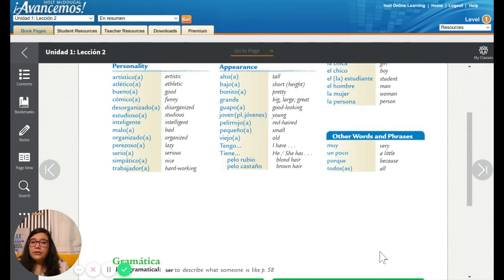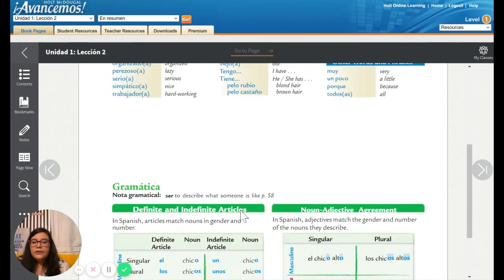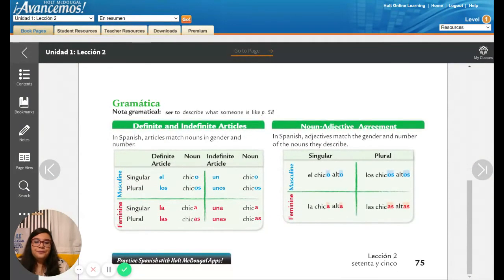We also had a few miscellaneous words and phrases for very, a little, because, and all. And again, depending on the things, so if I'm talking about all the boys, I'd say todos. If I'm talking about all the girls, I'd say todas. So it means the same thing, just spelled differently depending on what you're describing.